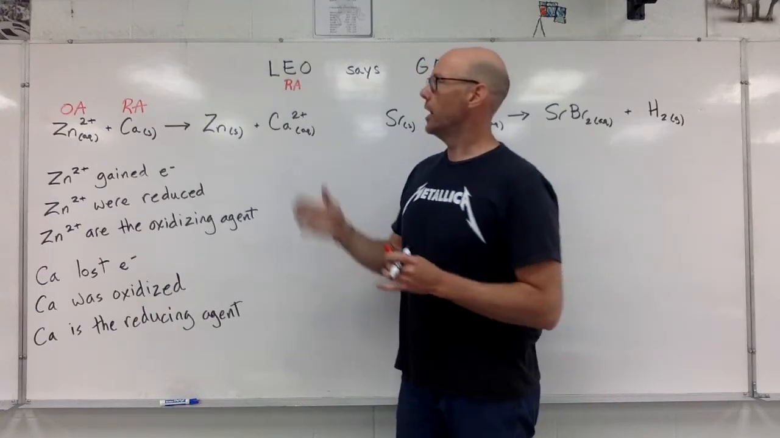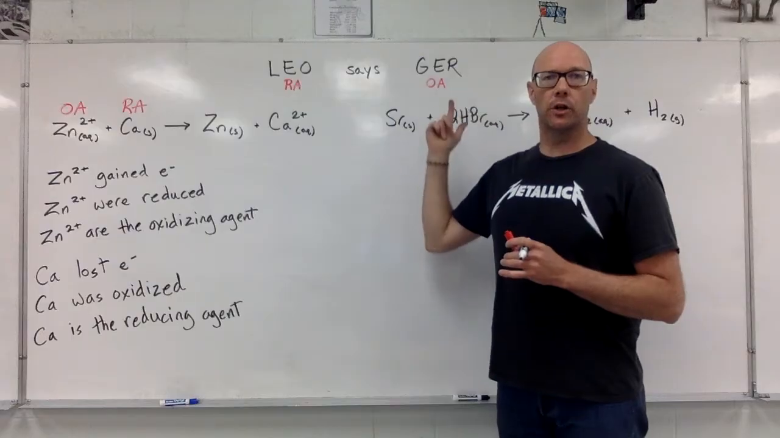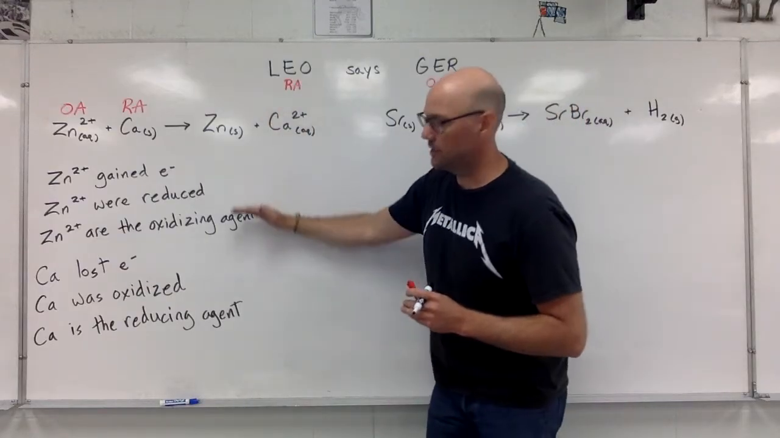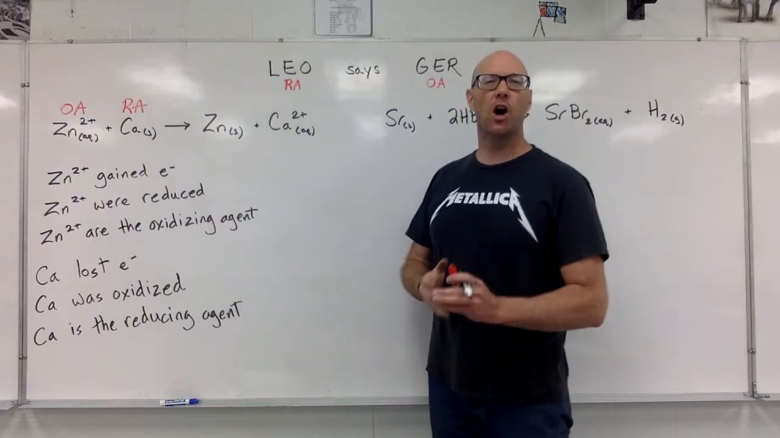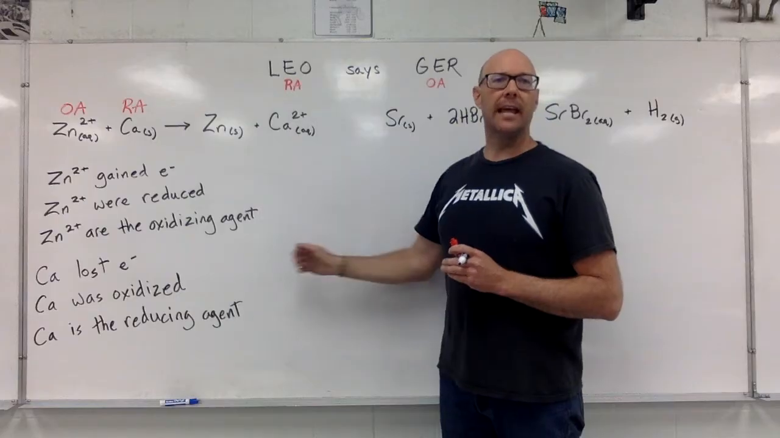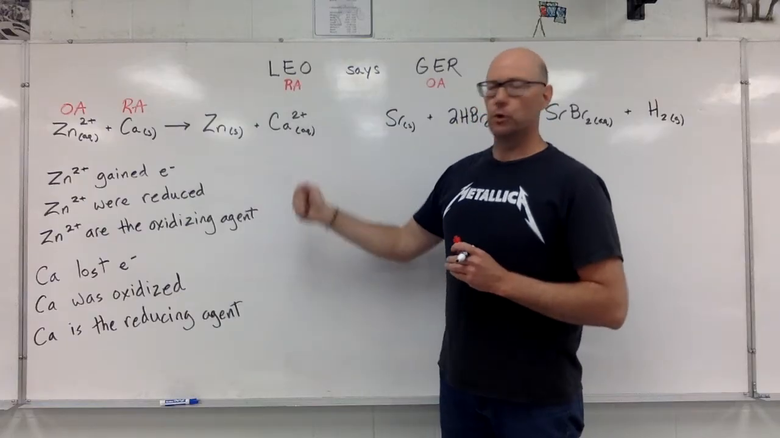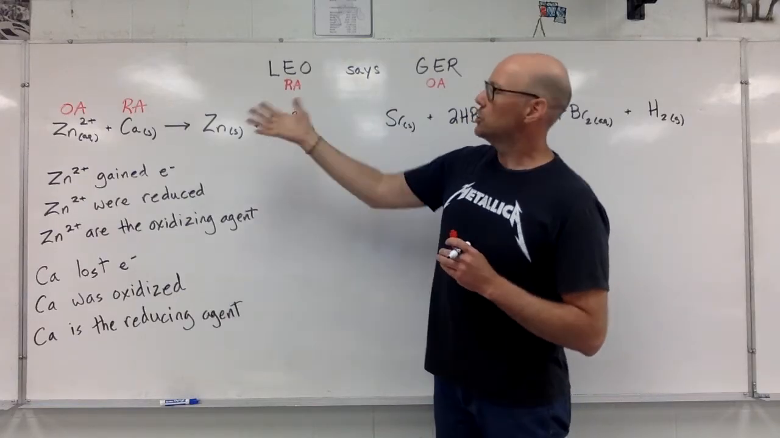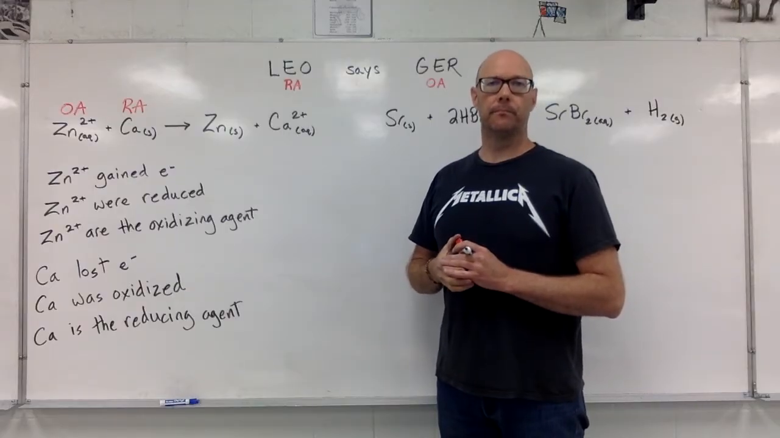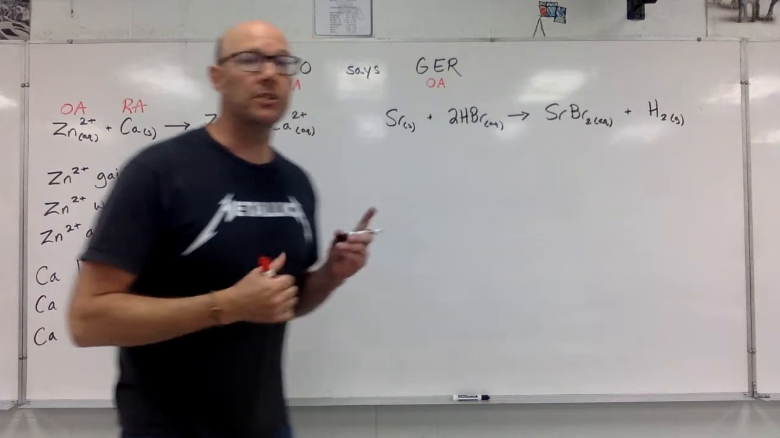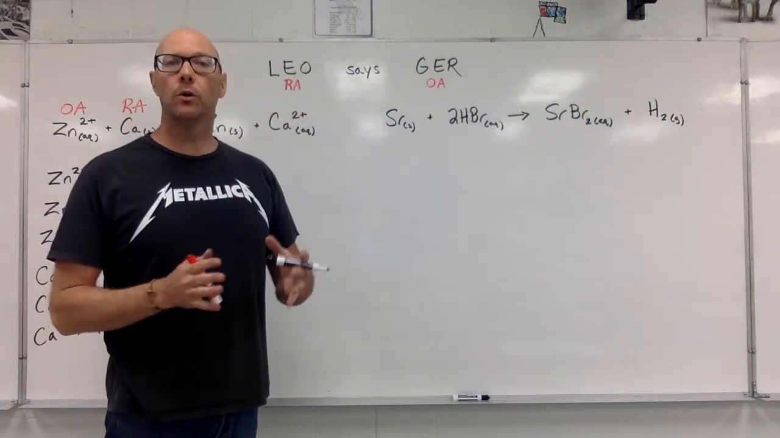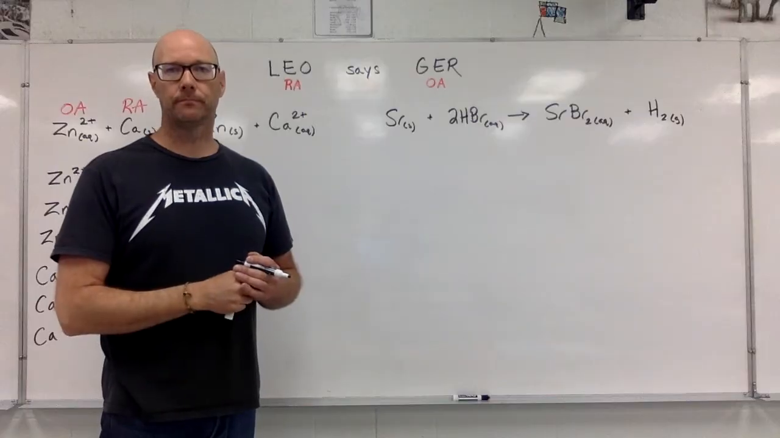We can use LEO says GER and our knowledge of oxidation and reduction to get down into the details of a net ionic equation in order to talk about which substance lost and gained electrons, which one was reduced or oxidized, and to label the oxidizing agent and the reducing agent. The second example is not a net ionic equation, it's a traditional single replacement reaction.